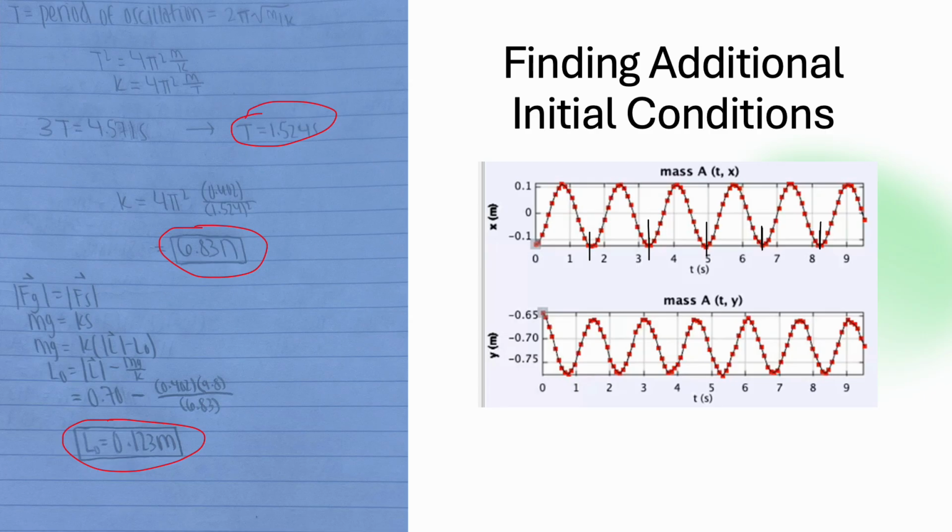Additionally, we needed to find the period of oscillation, which we used this formula for, and looking in the y direction, we used it for one cycle, so we averaged 3 cycles together to find T. Then plugging this into this equation here by rearranging this top one, we found that k was 6.83 newtons. Then to find the relaxed length, we used this equation here to find that the relaxed length was 0.123 meters.